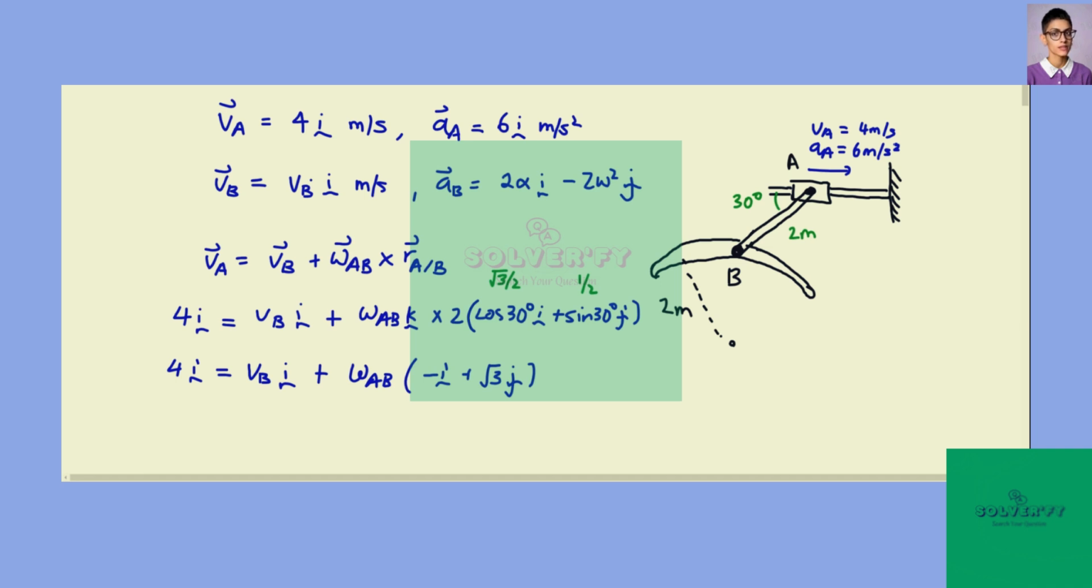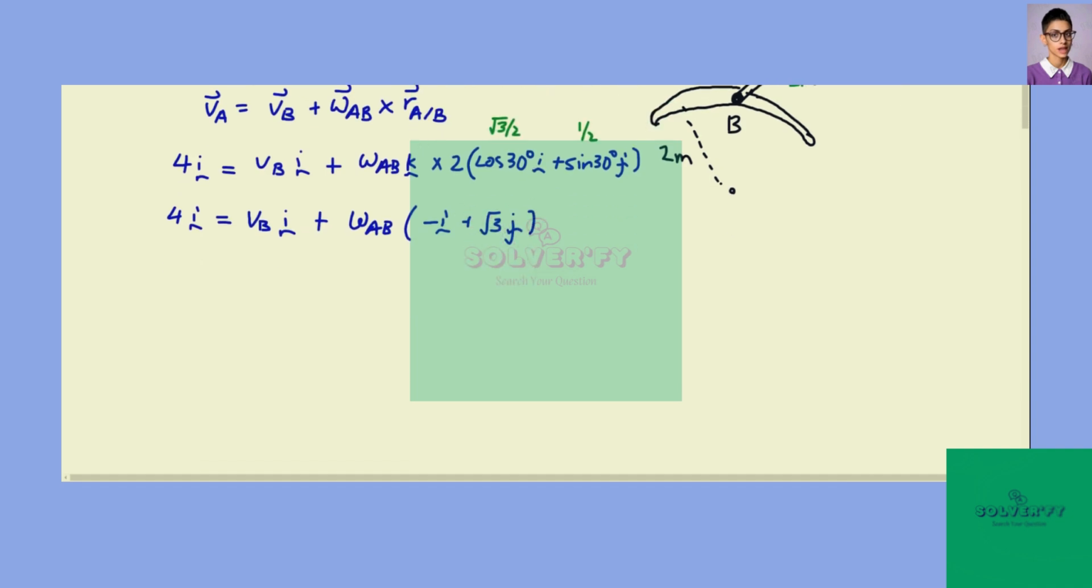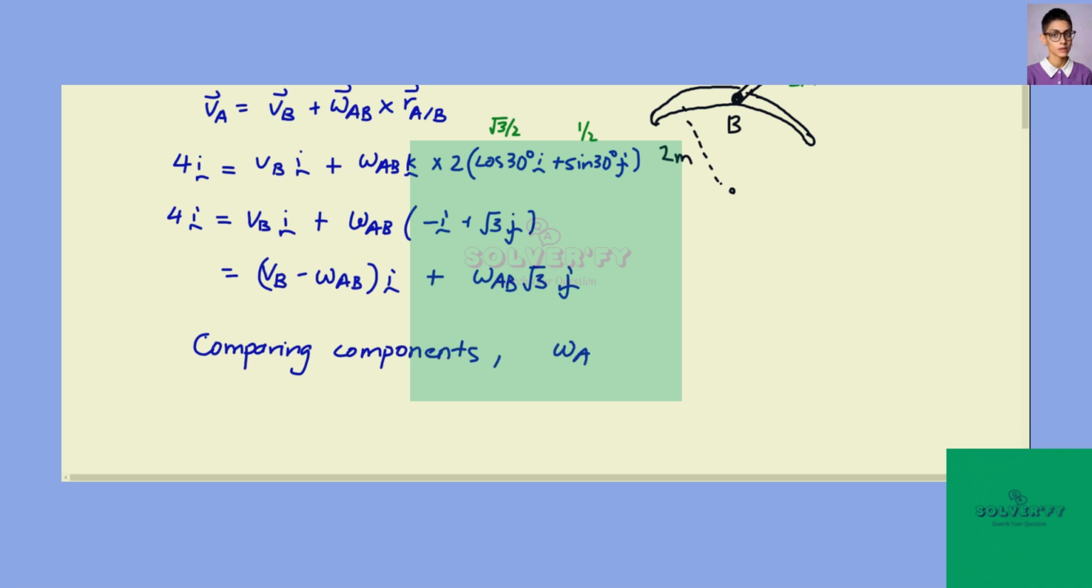Then I'm just going to group terms: (VB minus omega AB) i plus omega AB root 3 j. Comparing components, we have omega AB equal to 0 and VB equal to 4 meters per second.